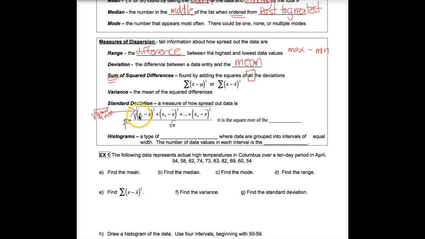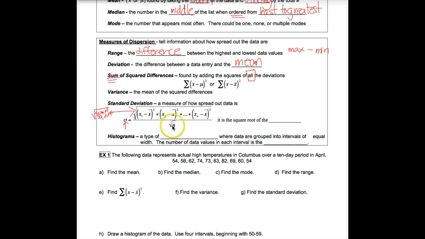Because all these, x sub 1 minus x bar squared plus x sub 2 minus x bar squared, that is this. You've added together all of the squared differences. So all we're going to do is take that sum of squared differences, we're going to square root it, and then you also square root n, where n is the number of pieces of data.